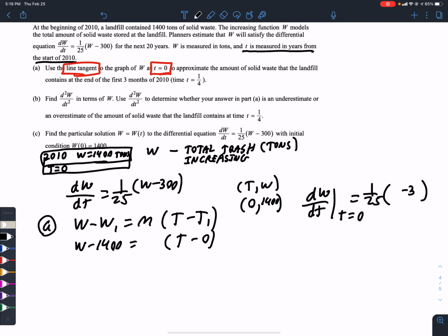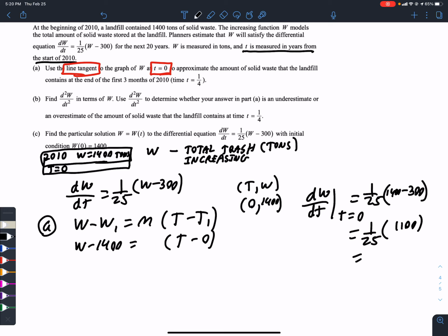Wait a second. What's W? I have T as 0. I don't know W. Again, when T is 0, W is 1,400. So this will be 1,400. Now we have our slope. It's 1/25. 1,400 minus 300, that's 1,100.